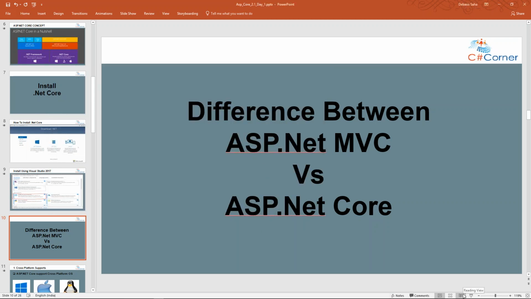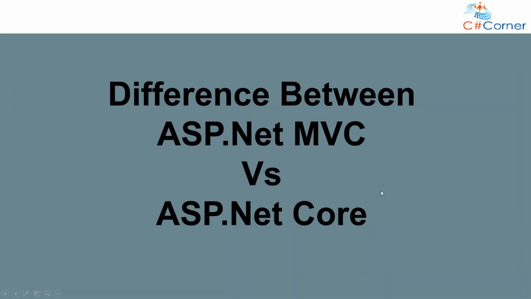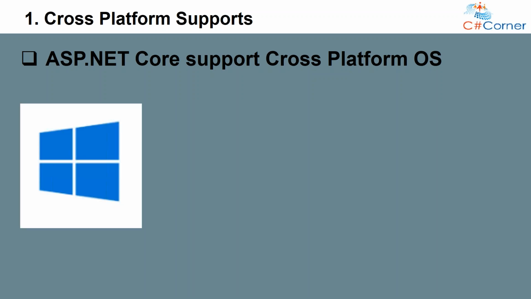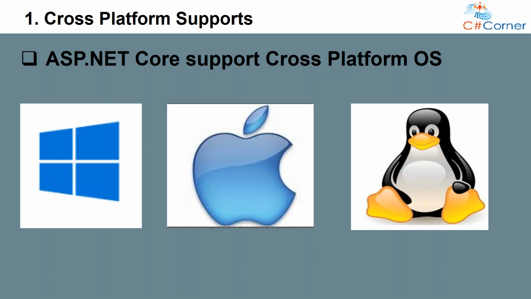Okay, so now return back to the presentation. What are the differences between ASP.NET MVC and ASP.NET Core? The first difference, as I have already said earlier, is cross-platform support. ASP.NET Core supports cross-platform operating systems. That is, it supports Windows, Apple Mac, Linux, every operating system. So you can develop for any operating system.